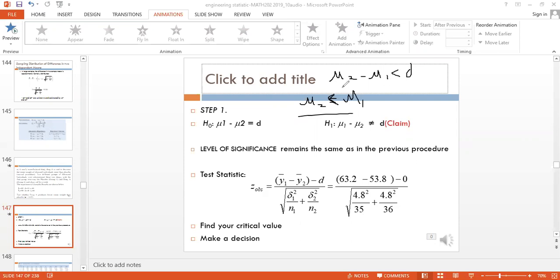And the opposite statement for this will be mu2 minus mu1 greater than or equal to the difference. Good. And since this has the equal to, this should be the null hypothesis. That's H naught. And then this will be the alternate hypothesis. So let's write it properly over here.